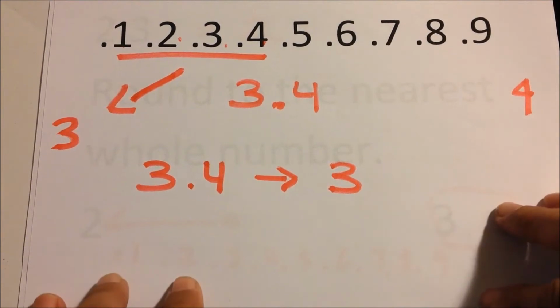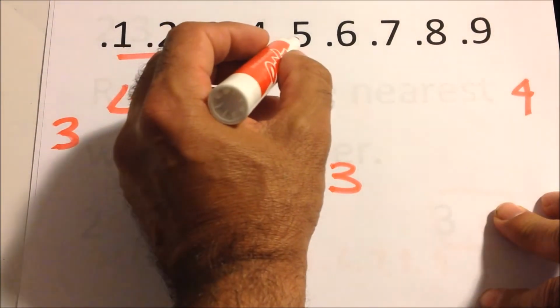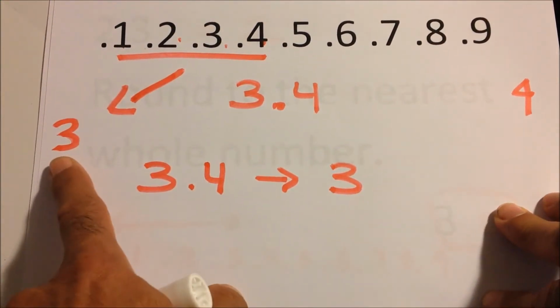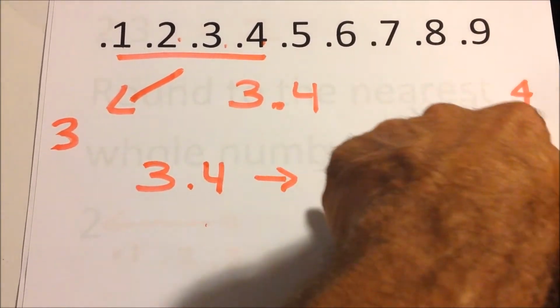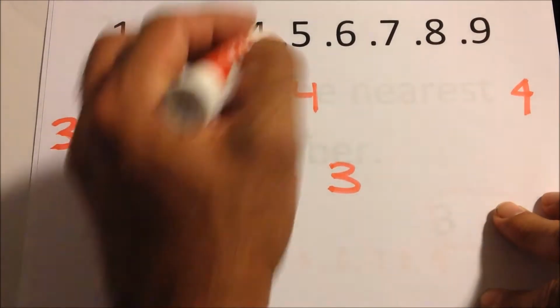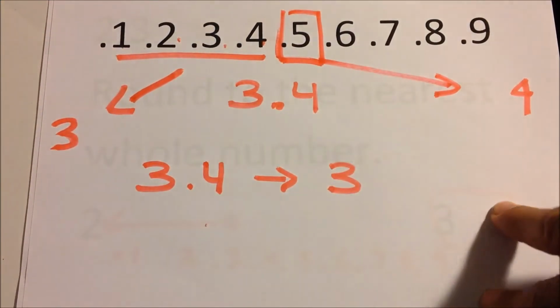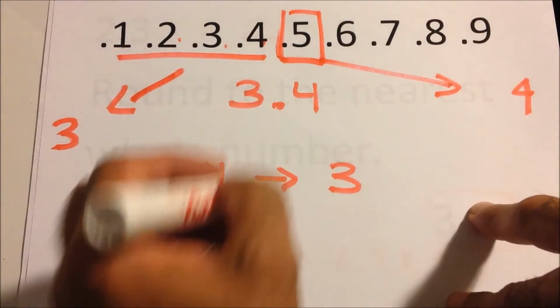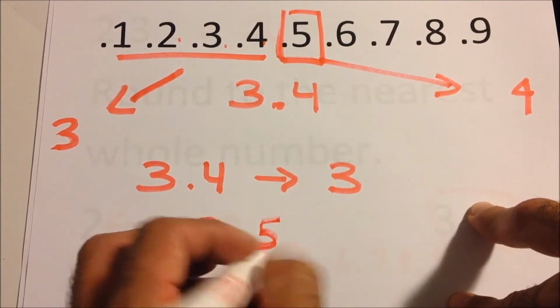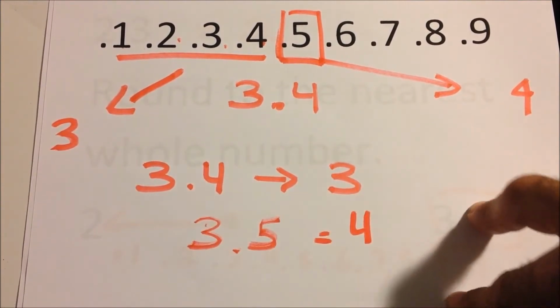And by now you might see that if it's less than 5, it's going to be rounded to the lower number. And if it's more than 5, it's going to be rounded to the bigger number. If it is 5, if it's right in the middle, we always round to the bigger number. Just remember, that's important to remember. So if I said 3.5 to the nearest whole number, you would say 4.